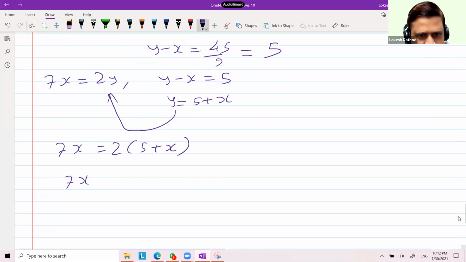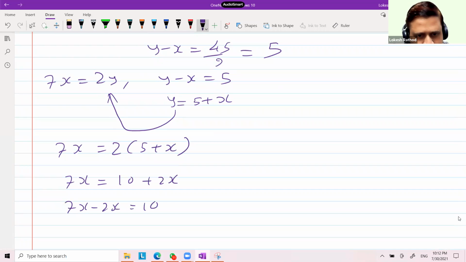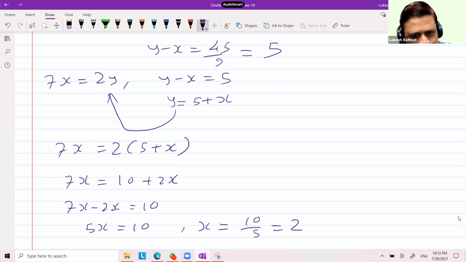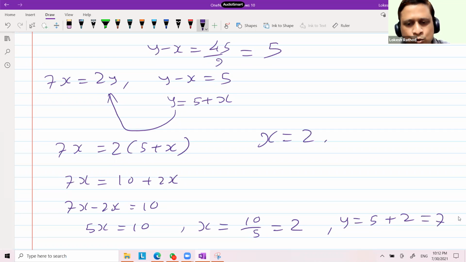Okay. So what I do, I can write y equal to 5 plus x and substitute into this, right? So 7x is equal to 2 times 5 plus x. Are you getting this? From here, I get x. 7x is equal to 10 plus 2x, right? So 7x minus 2x, 5x equal to 10, x is equal to 10 over 5 equal to 2, right? And y is equal to 5 plus x, y equal to 5 plus 2, that is 7. So I got the answer. X is equal to 2 and y is equal to 7.